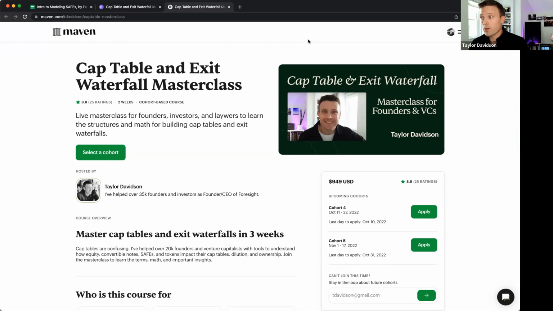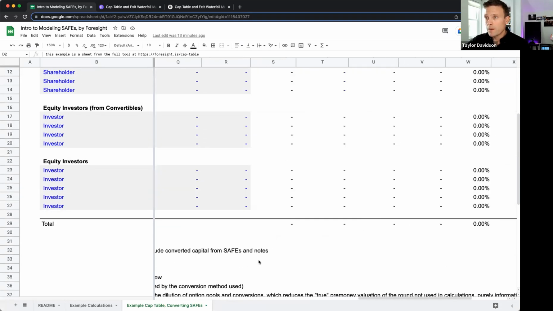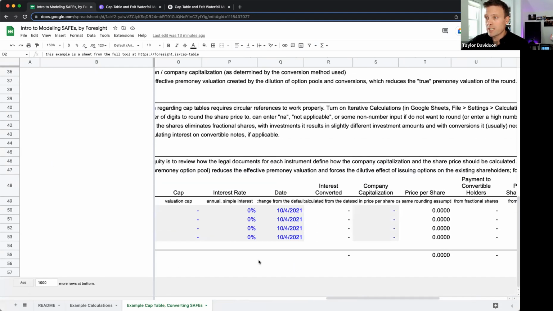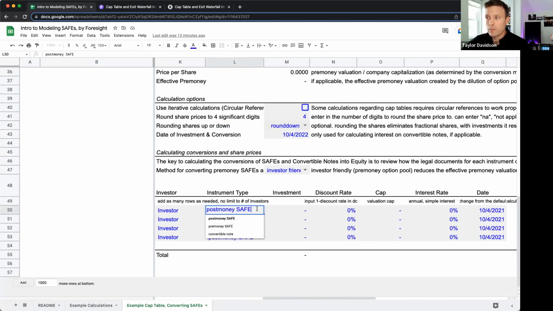The question around the model: can it model multiple SAFE investors? Yes. And actually this spreadsheet, which you can download off the site, is pre-built to handle multiple investors. So you can do multiple investors at all different terms and even different types of investments. You can mix convertible notes, pre-money SAFEs, post-money SAFEs, different terms, different caps, and it handles all the complications.